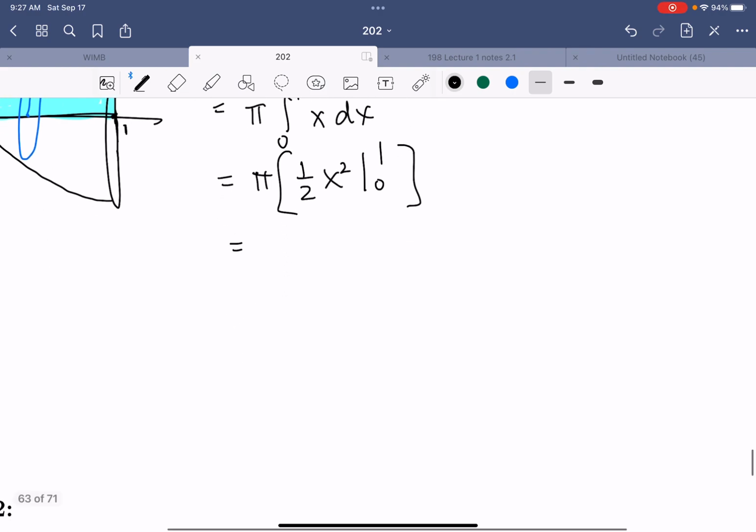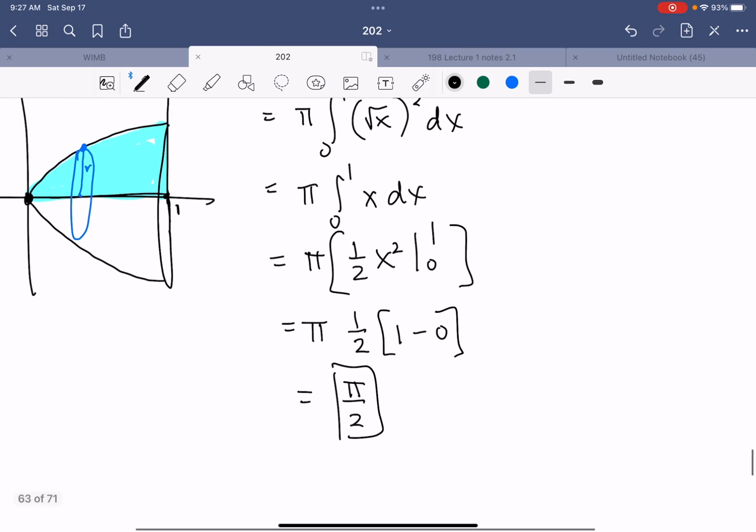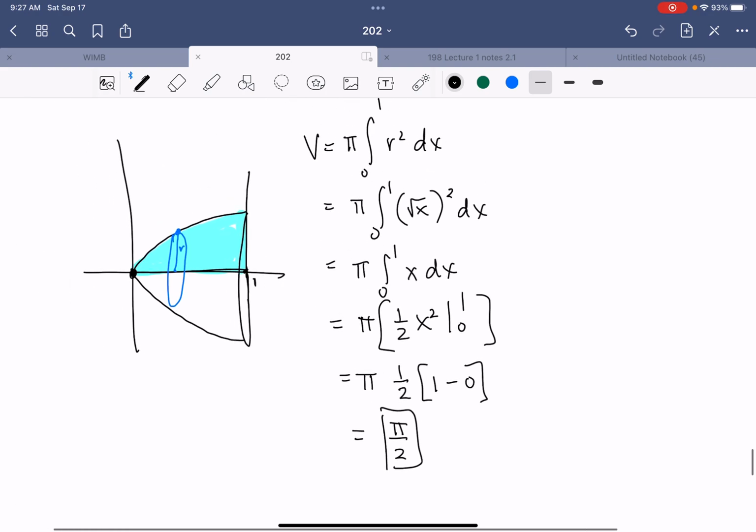And then we're evaluating top minus bottom, just like we did with our typical definite integrals. So I can plug in 1 and plug in 0, and I get pi over 2 as the volume. Okay, so disks are relatively nice because you've got just one curve to work with, find its boundaries, square your function, and integrate.